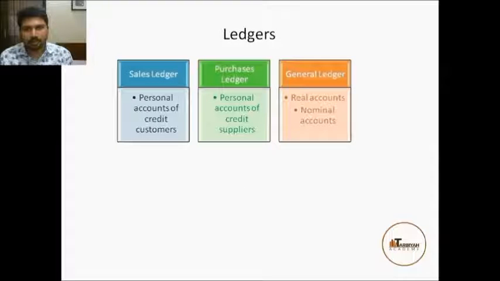Now let's discuss the ledgers. There were 7 types of books of prime entry or journals, but when you come to ledgers, there are only 3 types of ledgers. First of all, there is the sales ledger that includes the personal accounts of credit customers. That means all the customers to whom you sold on credit, their accounts will be included in the sales ledger. Next we have the purchase ledger, and you can guess what it includes. It includes all the personal accounts of credit suppliers.